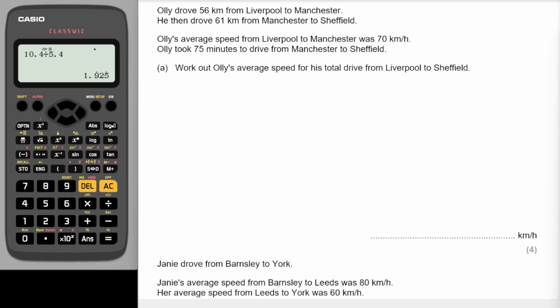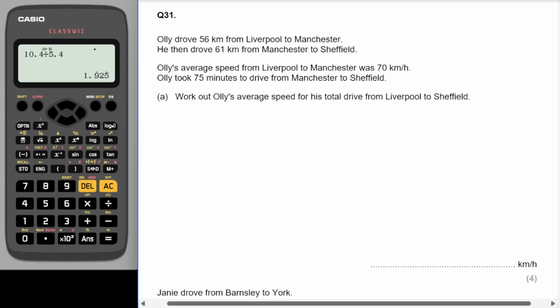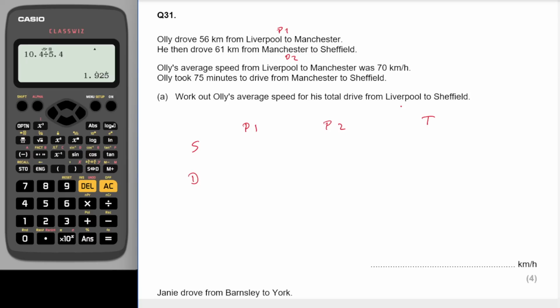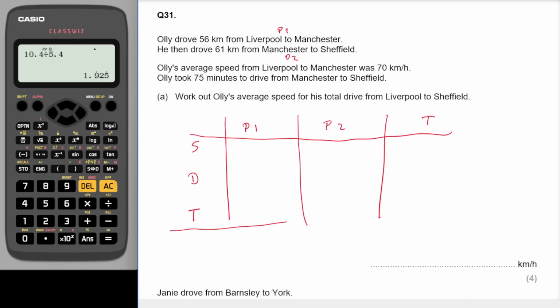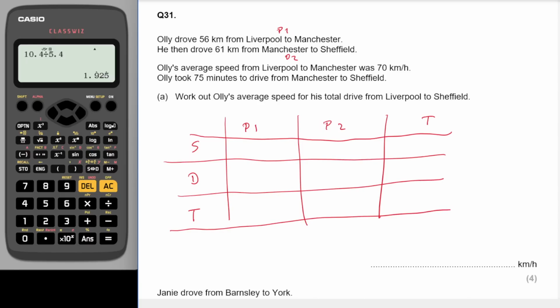Right, so I'm going to call this part 1 and this part 2. So I'm going to go, I always find these compound measures questions easier to do with a little table. So speed, distance, time. Right, the bits that we know.